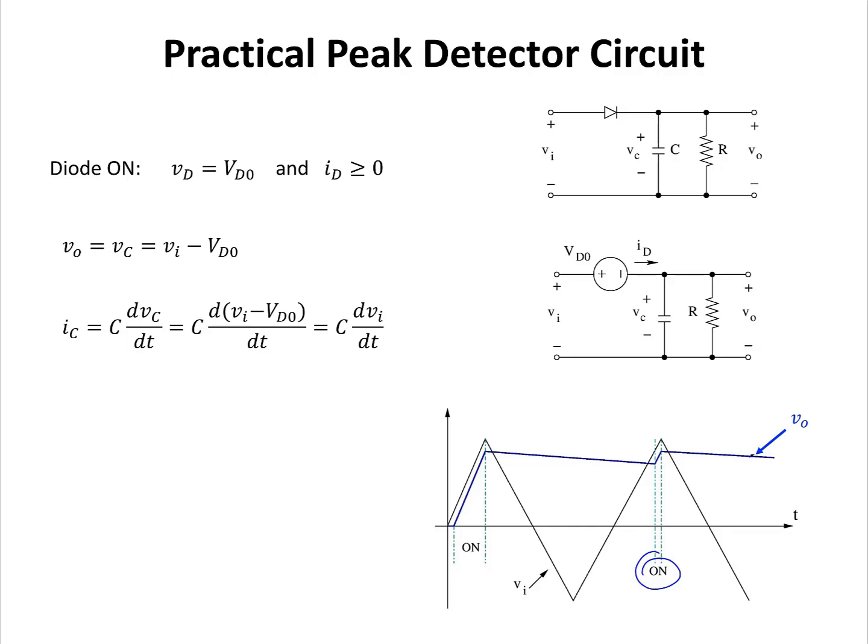So I can find the equation of V out when the diode is on. This is a simple equation because the diode is on, so I can replace it with the constant voltage drop model. KVL in the main loop tells me that V out equals Vi minus Vd naught. So I have the equation for this section of the graph.